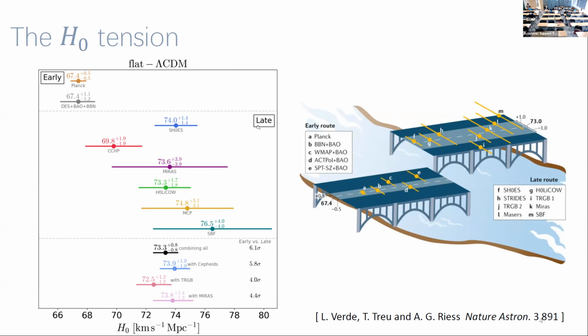But in the late time, it means the very local universe, such as this Riess result from supernova, they have the result for the Hubble constant around 74. That is a big difference between the early and late universe results. The tension is even larger than 4 sigma now. If we compare some other results, this tension of the Hubble parameter is larger than 6.1 sigma.